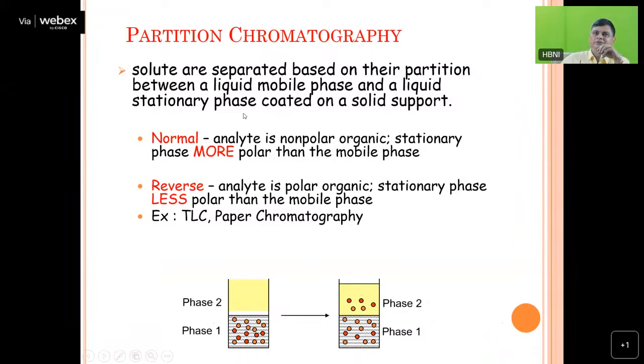In partition chromatography, the solutes are separated based on their partition between a liquid mobile phase and a liquid stationary phase. We have seen how the liquid phase is coated on a solid support. In normal partition chromatography, the analyte is a non-polar organic, whereas the stationary phase is more polar than the mobile phase. In reverse partition chromatography, the analyte is a polar organic compound, and the stationary phase is less polar than the mobile phase. Examples are thin layer chromatography or paper chromatography.